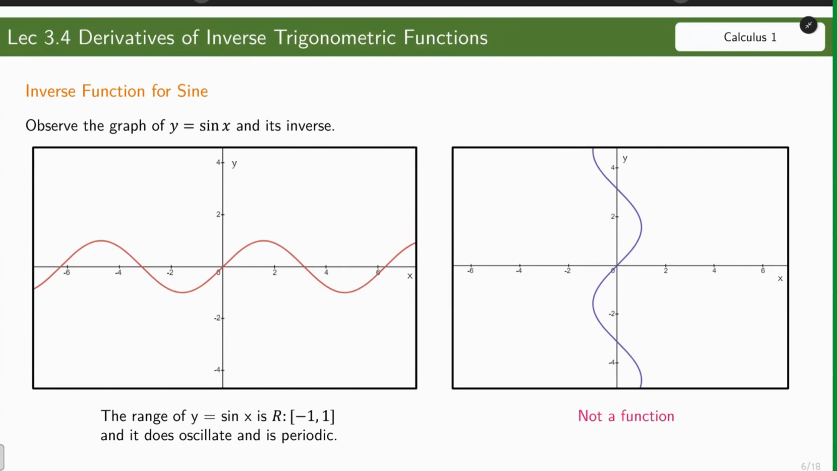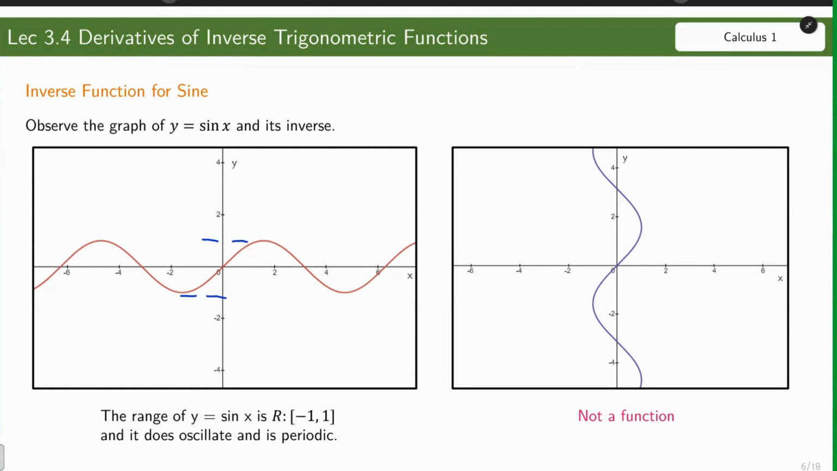Observe the graph of y is equal to sine x and its inverse. So this is the graph of y is equal to sine x. As you can see, it is periodic. This is not one-to-one because if we draw a horizontal line here, it will cross many points. The range of y is equal to sine x is the closed interval from -1 to 1. So it will only have the values like that. The domain of y is equal to sine x is the set of real numbers.